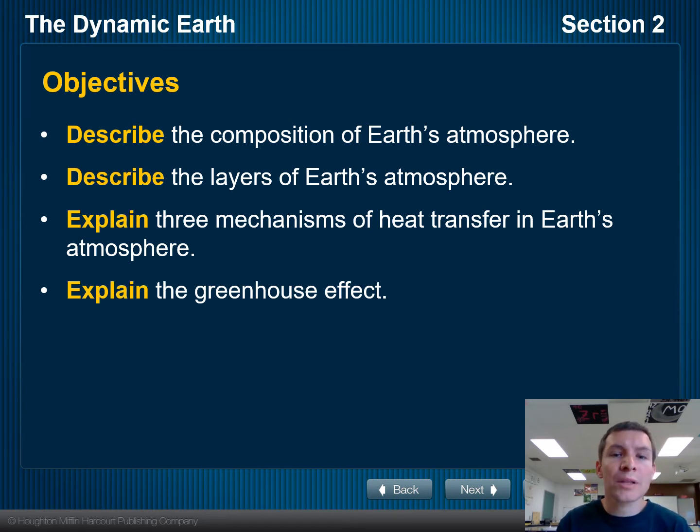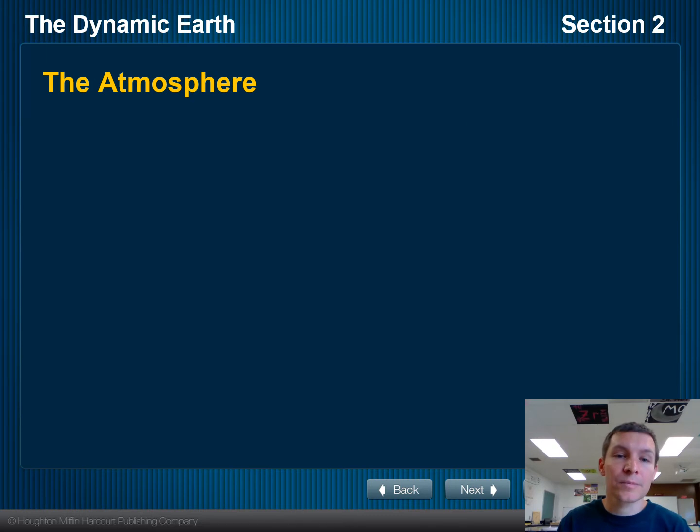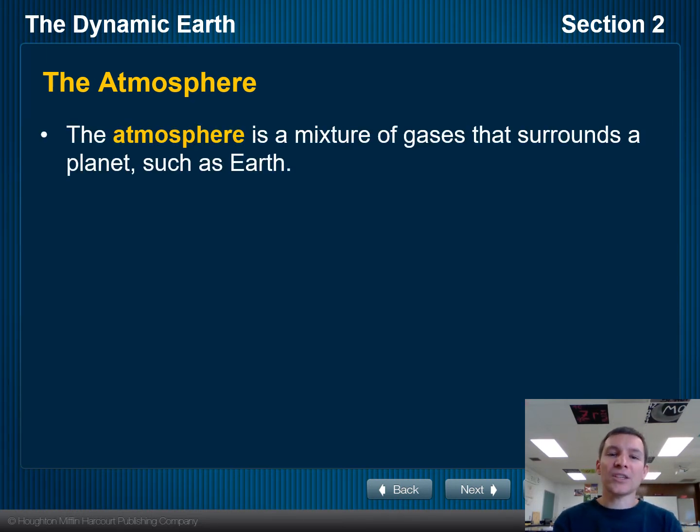Like I said, we're going to talk about the composition of the Earth's atmosphere, what it's made up of, each of the layers of the atmosphere. Just like we did with geosphere, we talked about layers of the geosphere. We're going to be talking about layers of the atmosphere. And then conduction, convection, and radiation. And then also we'll talk about the greenhouse effect. So let's go ahead and dive in and get started. I'm excited. Okay, get this down in your notes.